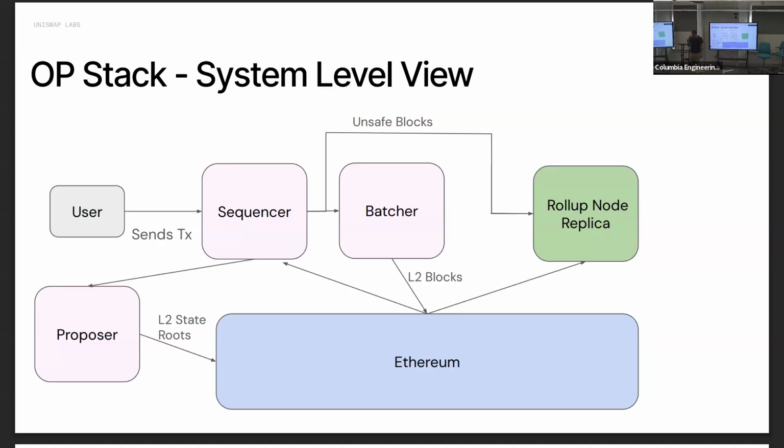Cool. And then here is this in a system diagram view. We can see our user sends a transaction to the sequencer. Sequencer sequences it, includes it, and then pushes out a block with that transaction to the rest of the network. At the same time, the batcher reads this block, pushes it down to L1. Then once the block is on L1, everyone reads this block. And then lastly, the proposer pushes a state root back down to L1.